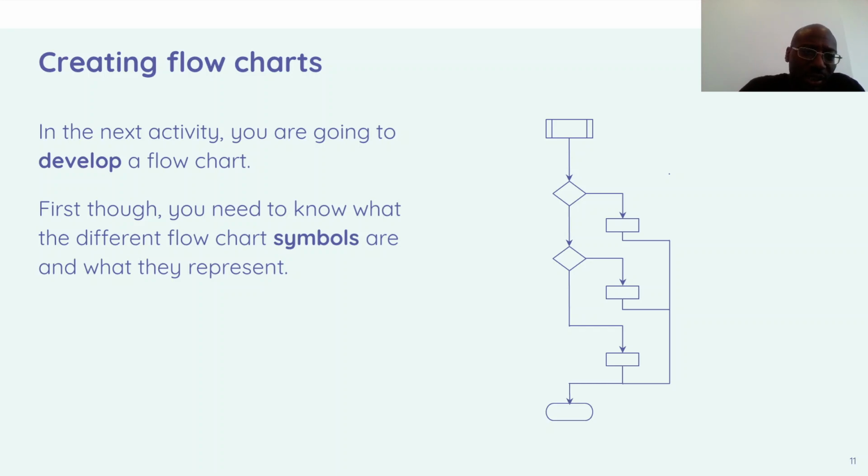Creating flowcharts. In the next activity, you are going to develop a flowchart. First, though, you need to know what the different flowchart symbols are and what they represent. So you're going to create a flowchart, and remember what I was telling you about knowing what they are. What I'd like you to do, if you've got the time for it, is go onto Google, have a look at flowchart symbols and see which one is which. Try and familiarise yourself with these different symbols. Go onto a YouTube video and watch that. But these answers are going to be here anyway.